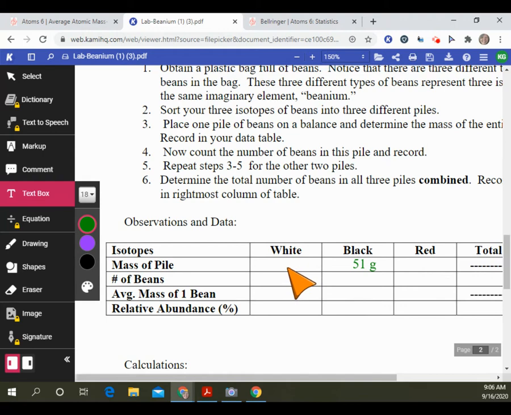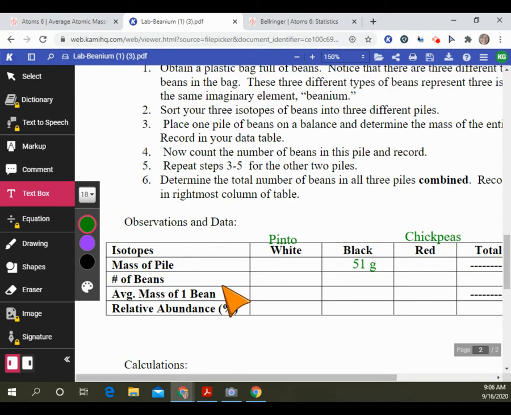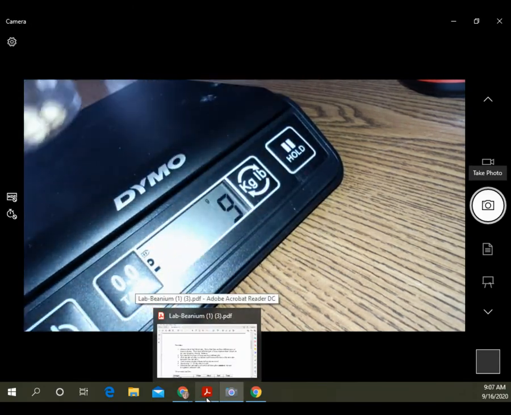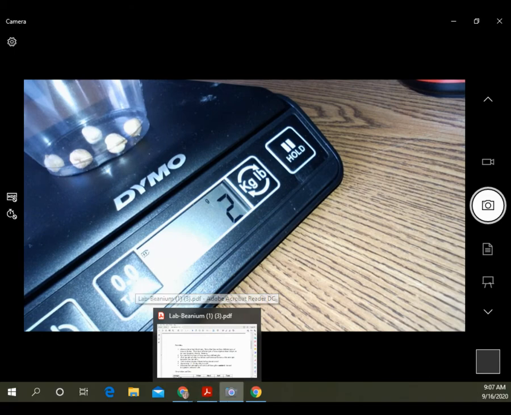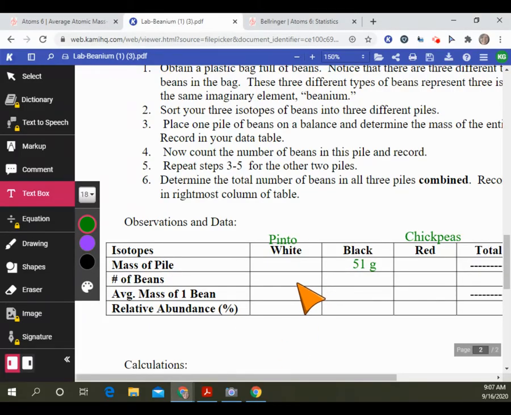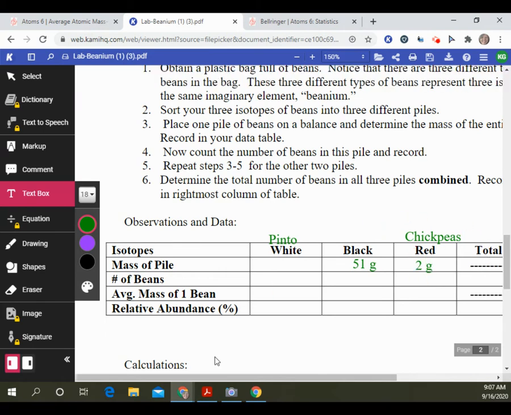Let's go ahead and find the mass of the other beans, and I am going to type above the white beans, we're going to put pinto beans so that we're really clear. And above red beans, we're going to put chickpeas. That way it makes sense when we're watching the recording. Okay, so let's go ahead and do chickpeas. So we have chickpeas in there. And then 2 grams. Make sure you record in the correct column, so that's going to make a little bit of a difference in how we calculate. And then the mass of the pinto beans.